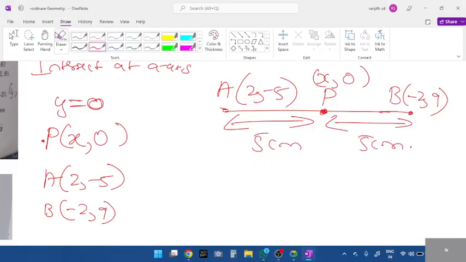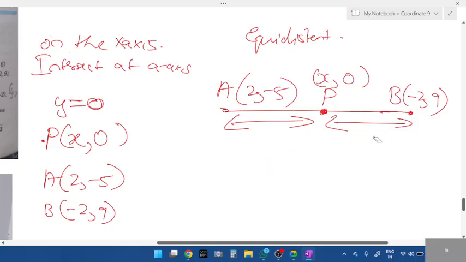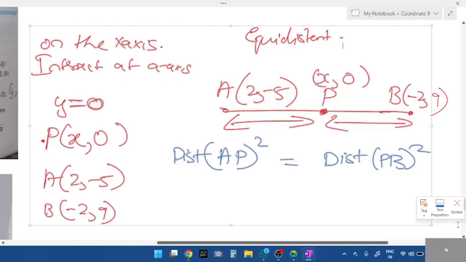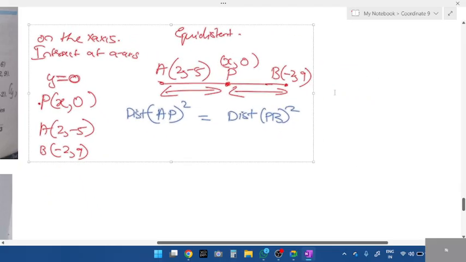Fine. If you have 2 points or 3 points, we use the same formula. Only difference is there are 2 distances in this. AP is 1 distance. Whenever there is a formula like this, take distance of AP the whole square is equals to, this is the formula, students, distance of PB the whole square. First write it till here, after that I'll teach. Copy whatever I've written. If on the x-axis is given, y is equals to 0. Point P is x comma 0.